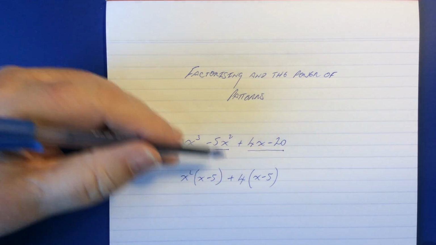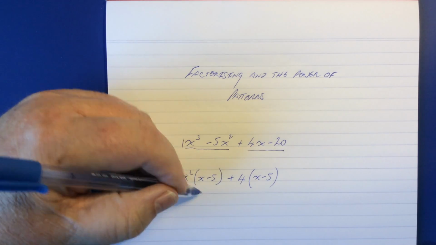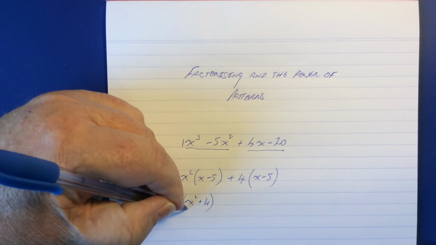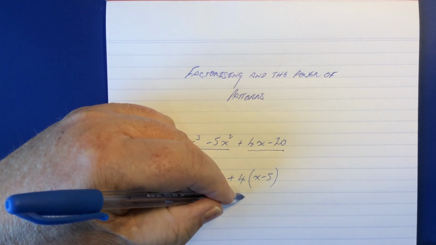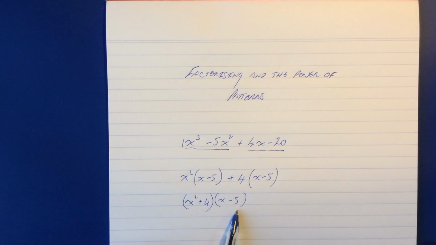As you might know from factorizing by grouping, when you were dealing with quadratics, we put the x squared and the 4 together, and the x minus 5, and that is this cubic factorized.